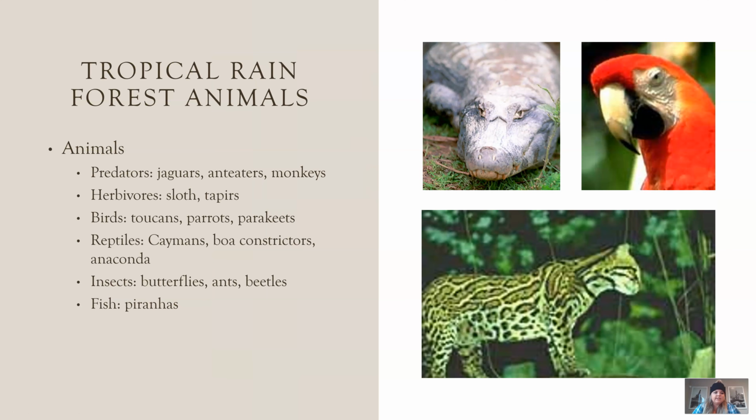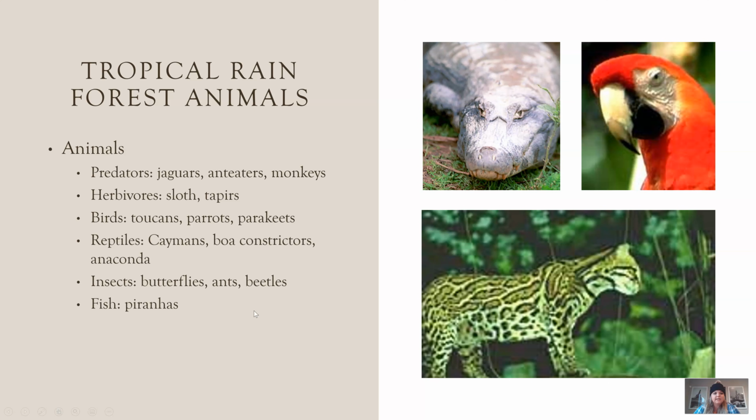The kind of animals you'll see are, as far as predators go, jaguars, anteaters, monkeys. Herbivores, you're going to see sloths and tapirs, birds, toucans, parrots, parakeets, reptiles. You'll see boa constrictors, anacondas, insects, butterflies, ants, beetles, and fish, you'll see piranhas.